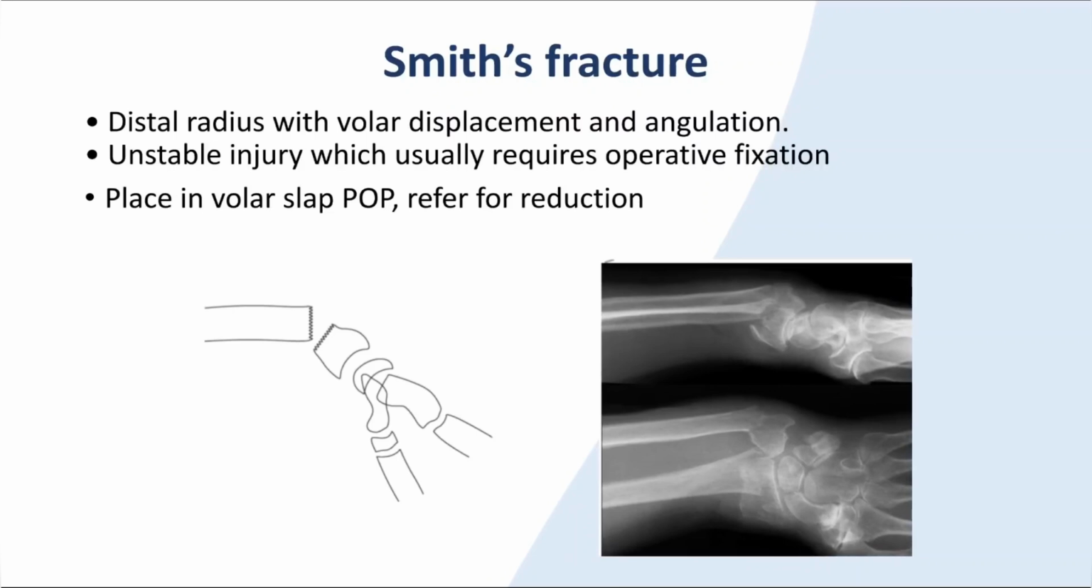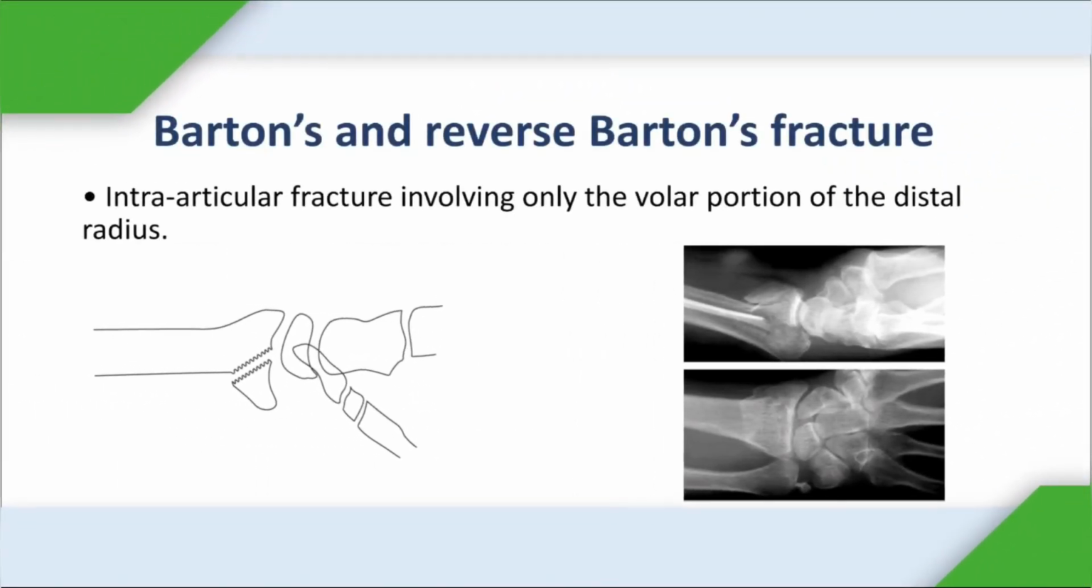Smith fracture is when the distal radius is volarly displaced. So it is displaced to the volar. In the Colles, it is displaced to the dorsal. So in the Smith there will be volar displacement of the distal part. It is an unstable injury. It requires operative fixation. So place the patient in volar POP and refer for reduction.